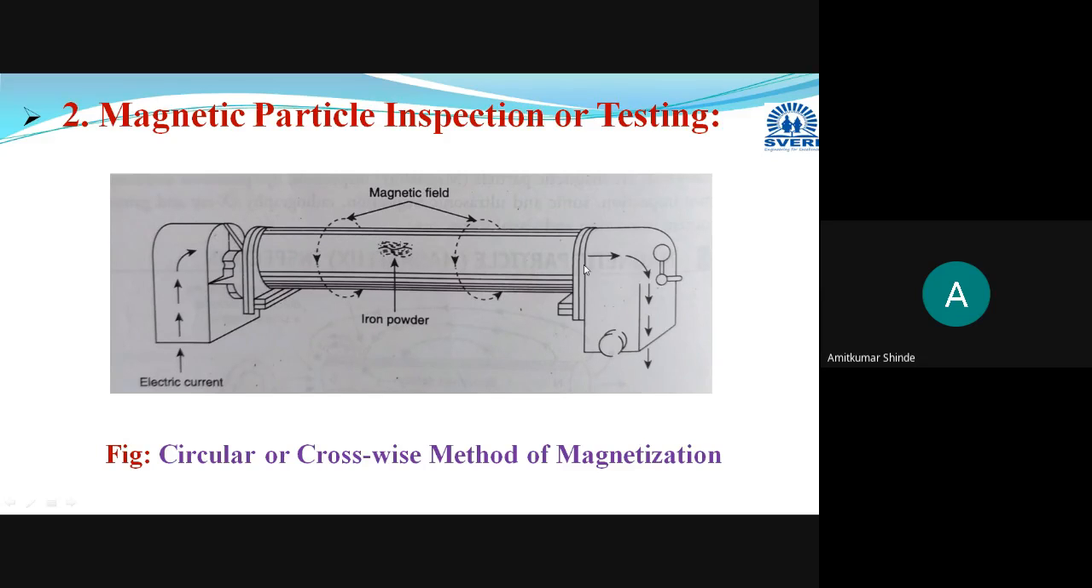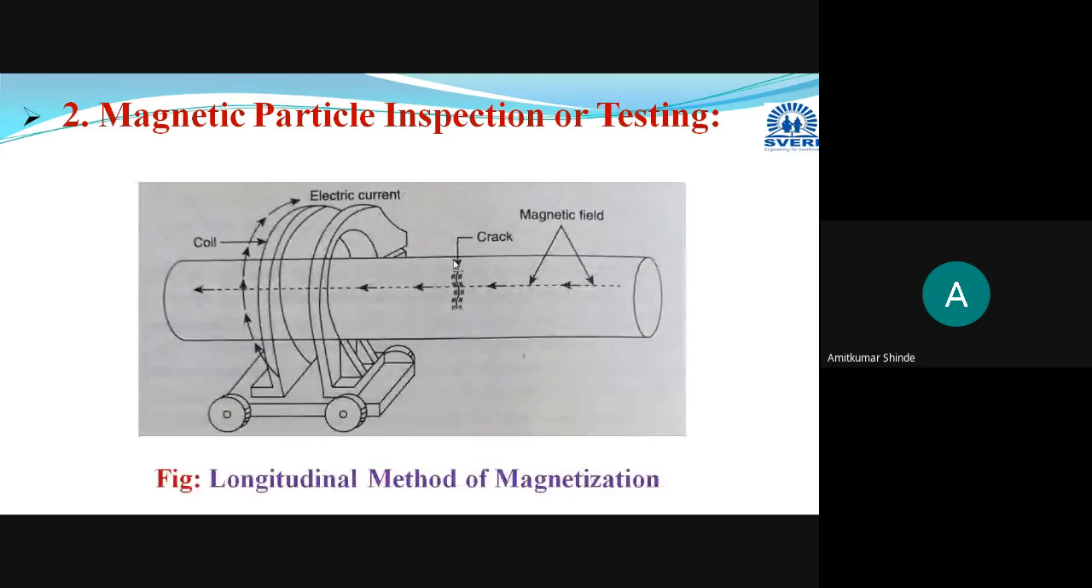Longitudinal means lengthwise. To detect the longitudinal crack, what should be the direction of the current and magnetic field in magnetic particle testing? To detect this longitudinal crack, the direction of the magnetic field will be perpendicular to it, meaning crosswise or circular, and the direction of the current should be parallel to it, meaning longitudinal or lengthwise. In this way, this circular or crosswise method of magnetization is conducted, and it is used to detect the longitudinal cracks.